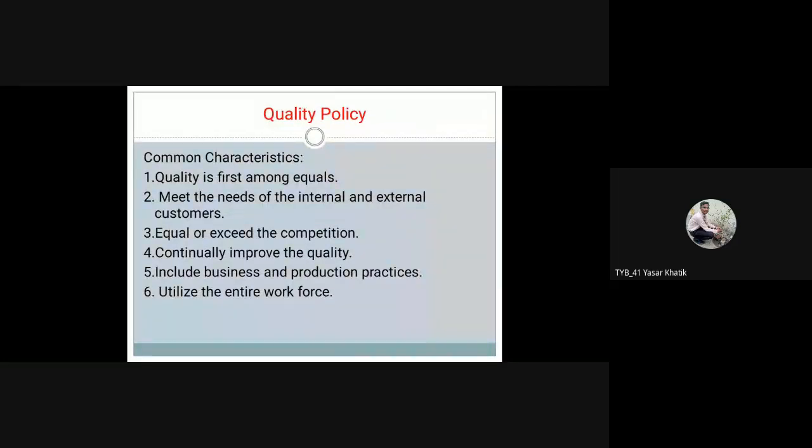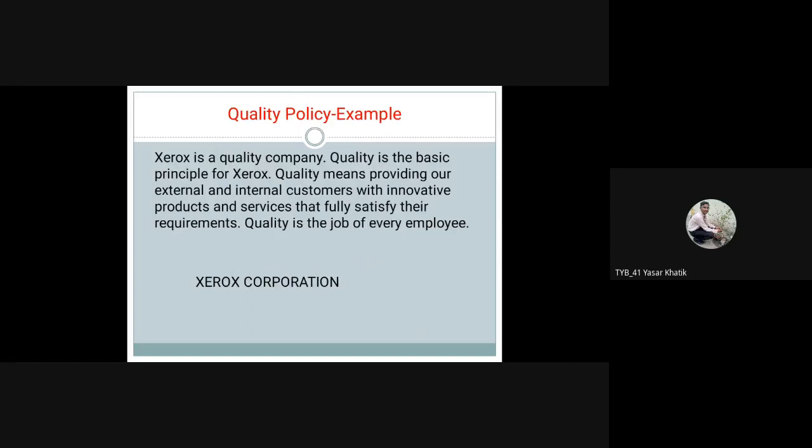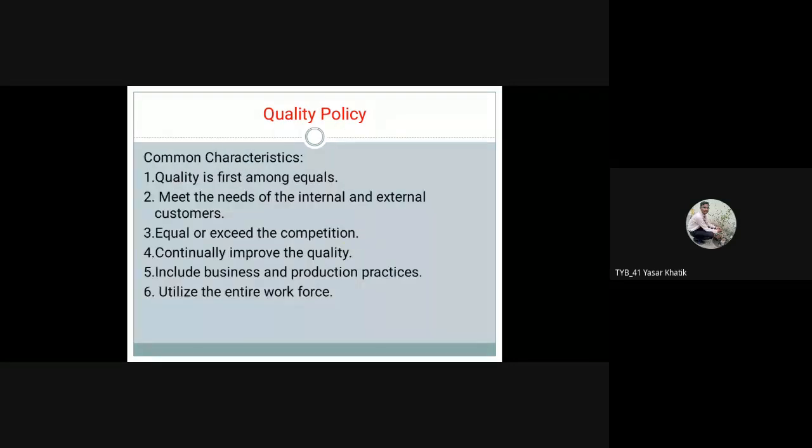Include business and production practices. As an organization, as a quality point, you have to start making some practices regarding the business and production of that particular product. Utilize the entire workforce. Whatever workflows you have in the organization, you have to utilize near about 99 to 100% of them. Try to utilize your 100% workforce to complete that production as well as to achieve a higher level of quality and accuracy. So these are some quality characteristics.